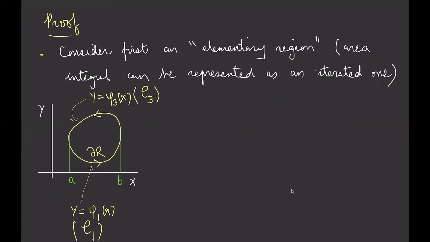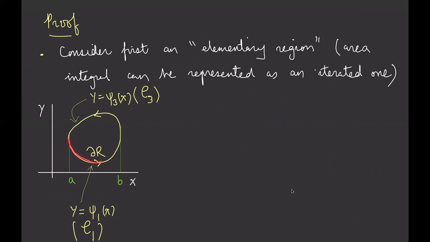It has to be expressed as an iterated integral. So here is an example of such a region. R is the interior here, and dR is going to be this closed loop. In this case, I can see that this curve goes from x equals a to x equals b.